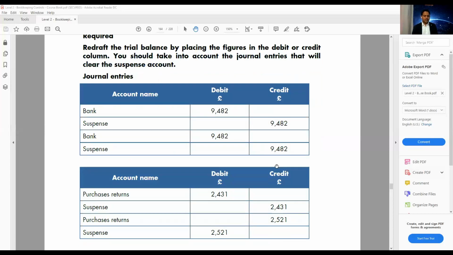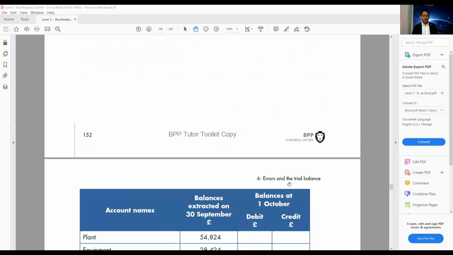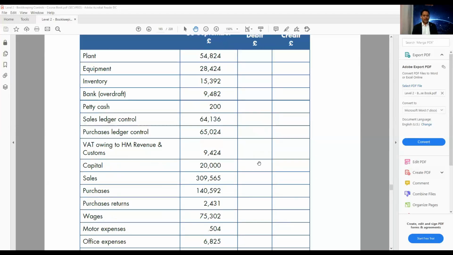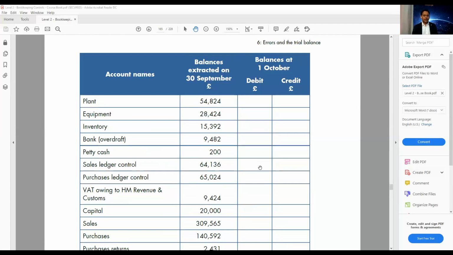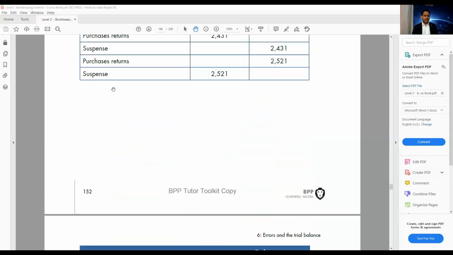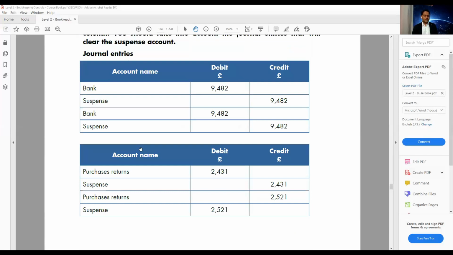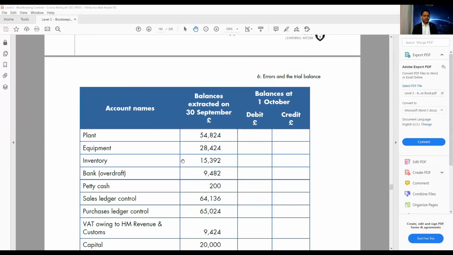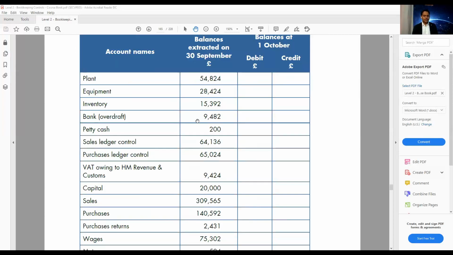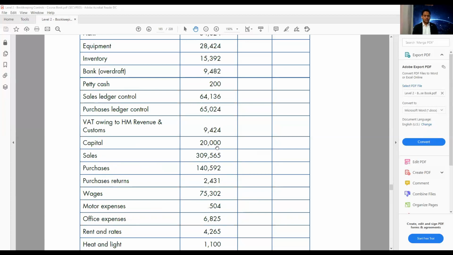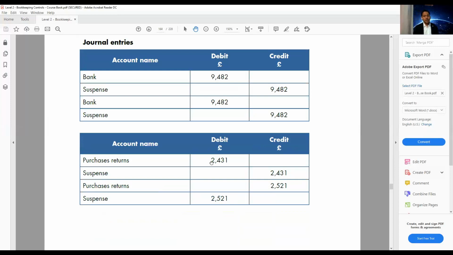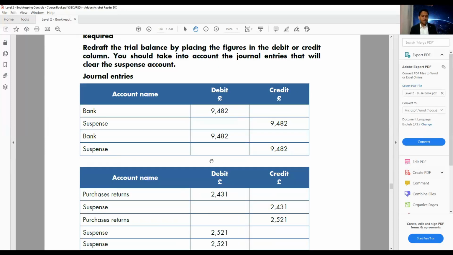First thing first, we need to make the journal. Before we prepare the trial balance once again, you see some figures we have to change. How many figures do we need to change? They give us the figure for bank. They give us the figure for purchase return. So these two we have to change. You see the bank is overdraft. Maybe it will not be overdraft after that, and the purchase return. We need to correct these two entries because the trial balance is not matching and creating a suspense account. Let's do that.